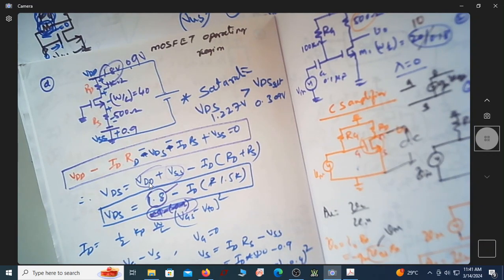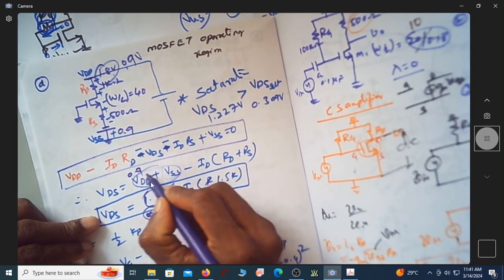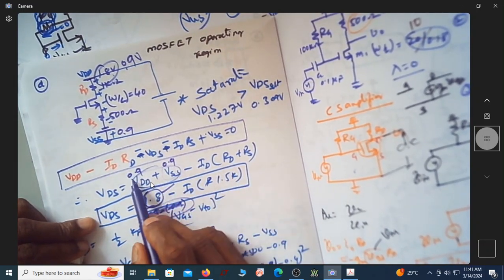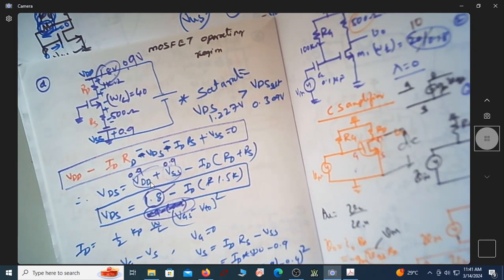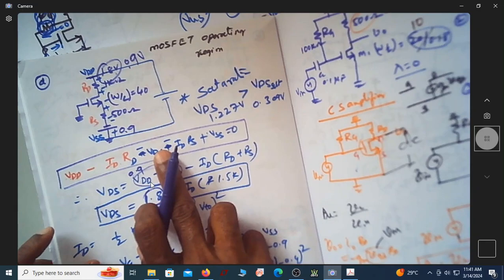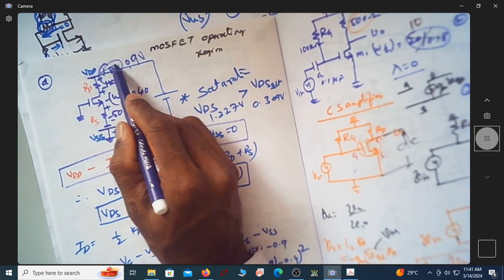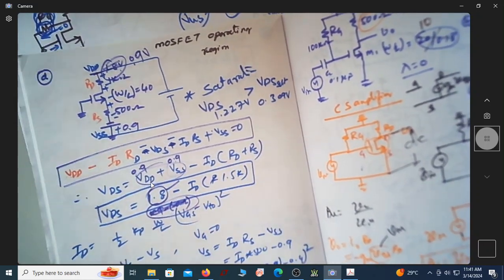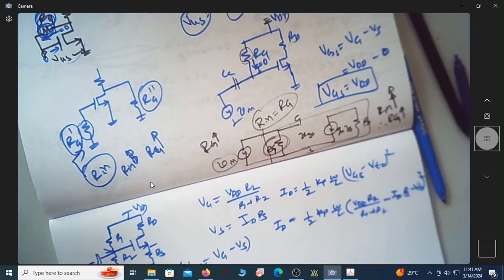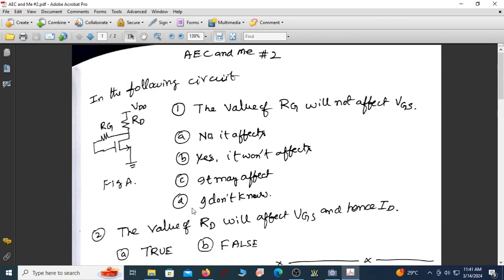You simply substitute. So this is 0.9, and this is also 0.9. The addition of these two happens to be 1.8. So ultimately all other things remain the same. The only thing is that instead of taking this as 1.8, I took it as 0.9. So that is the second clarification, and we'll just move on to this AEC and ME problem.